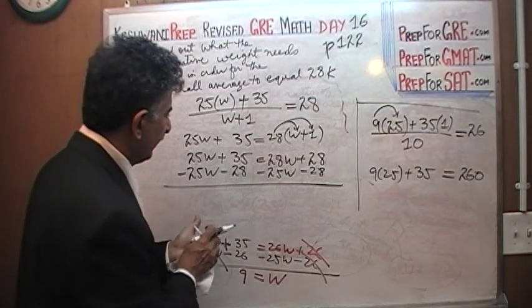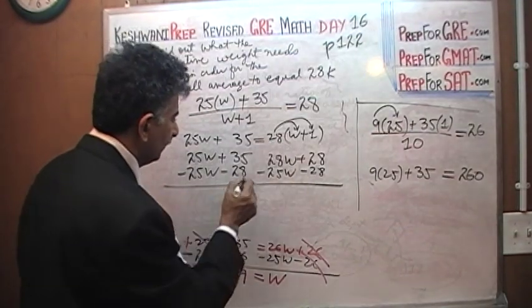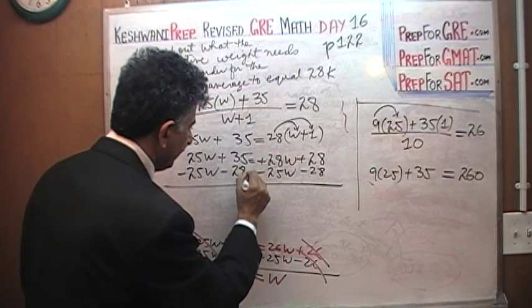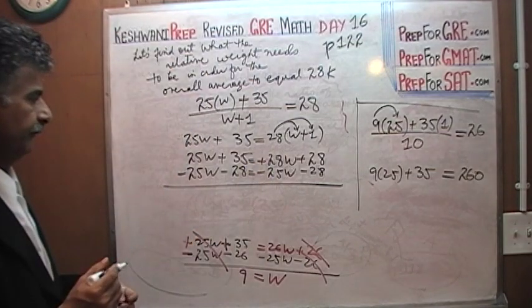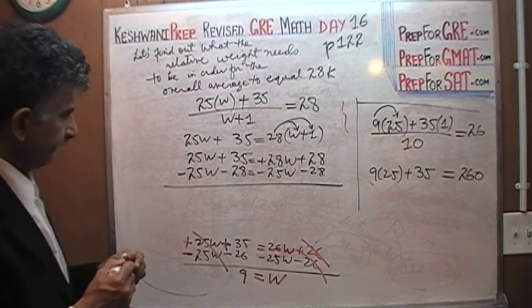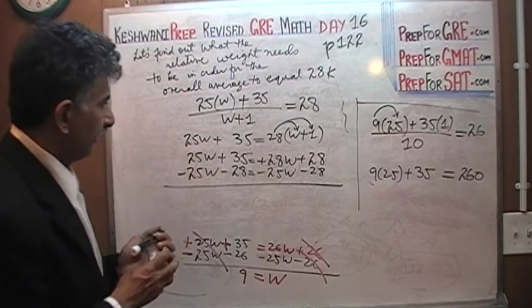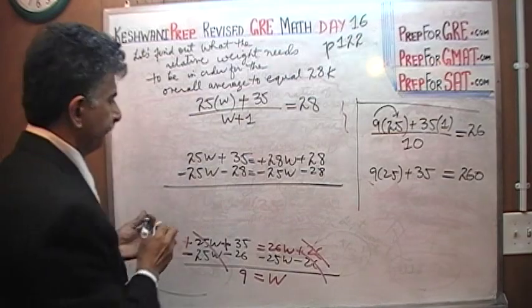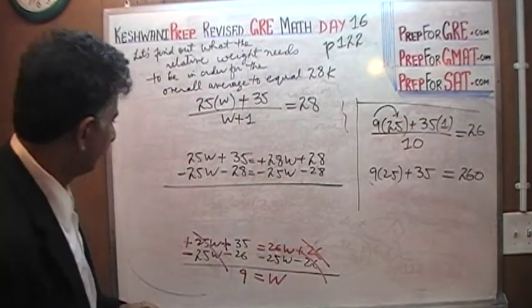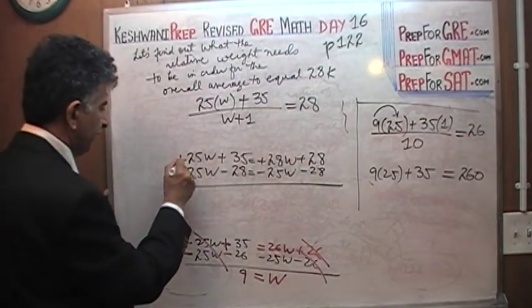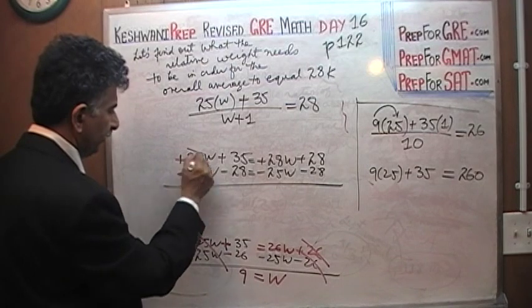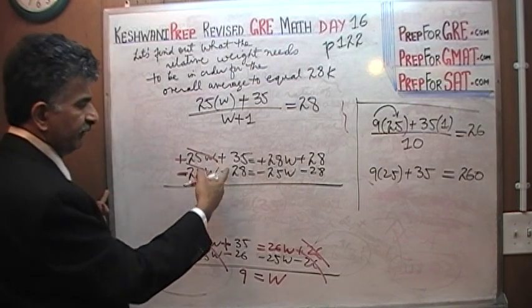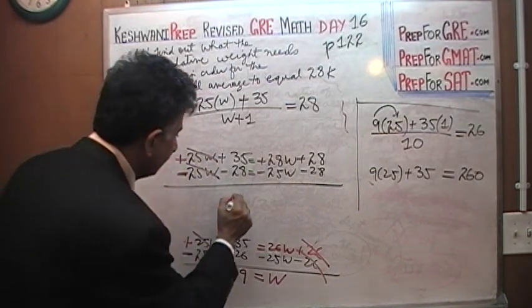This is the negative sign, this is my equal sign, don't get confused. There's an equal sign here, and there's an equal sign here. Let's erase this top part so we don't get confused now. And again, same exact thing that we did before. So here is the positive 25W, here is the negative 25W, they cancel out. 35 minus 28 is 7.